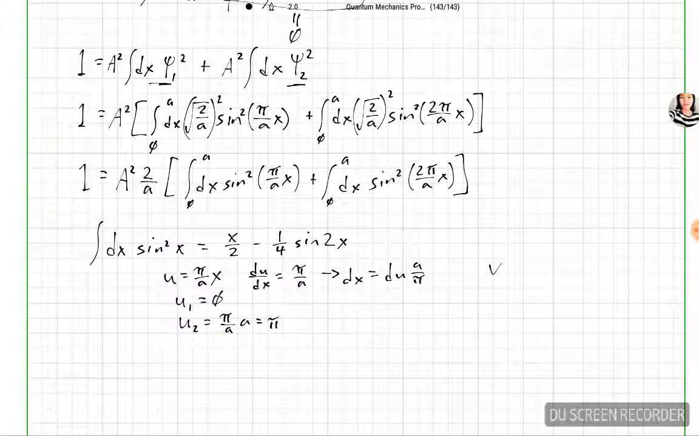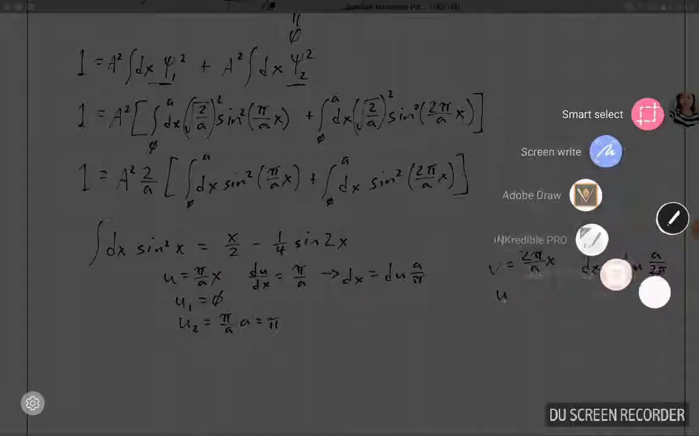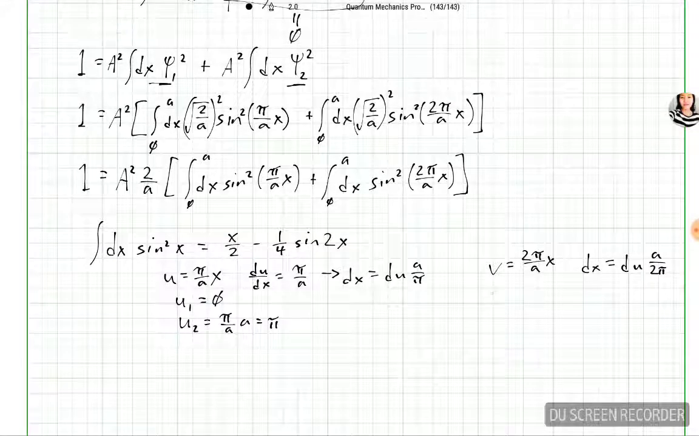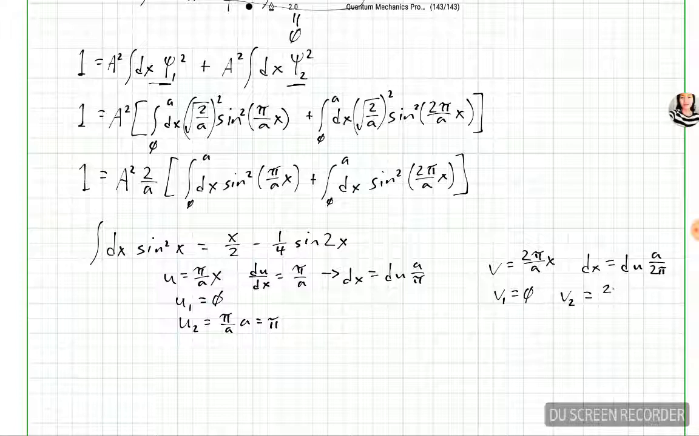Now my second u substitution, I'm going to write v, and that's going to be 2 pi over a x. So my dx is just going to be dv, and then that'll be a over 2 pi. And then my limits are going to be v1 is just going to be 0, but v2 is going to have that extra factor of 2 in there because it's 2 pi over a, so it's just 2 pi.